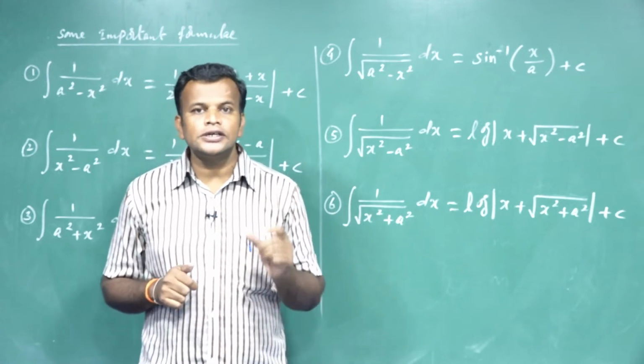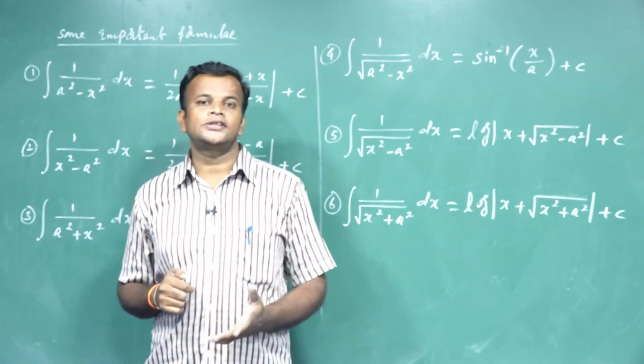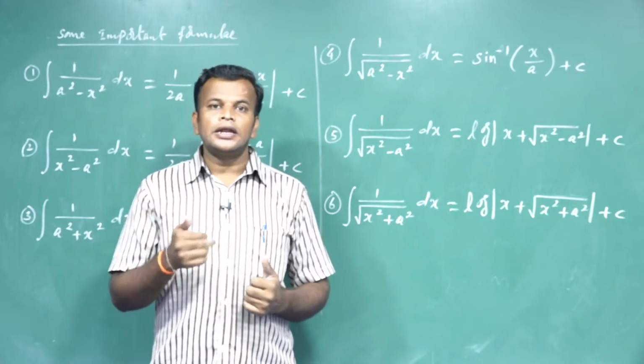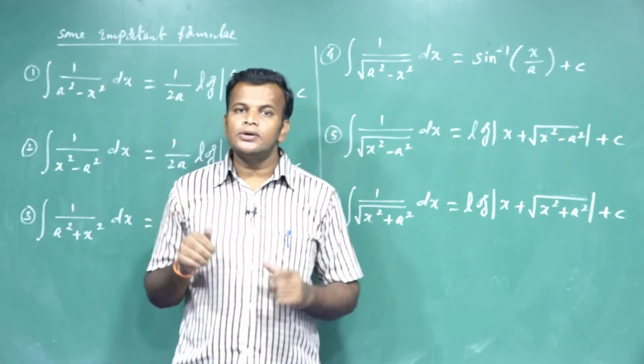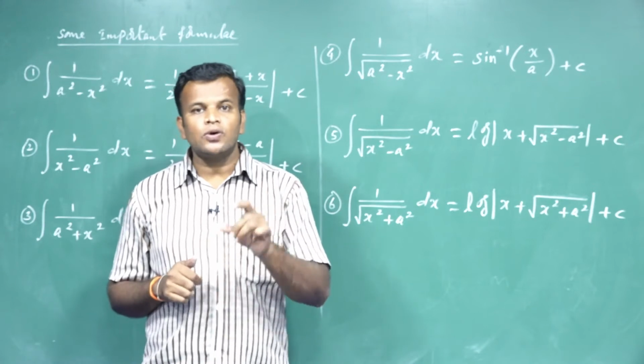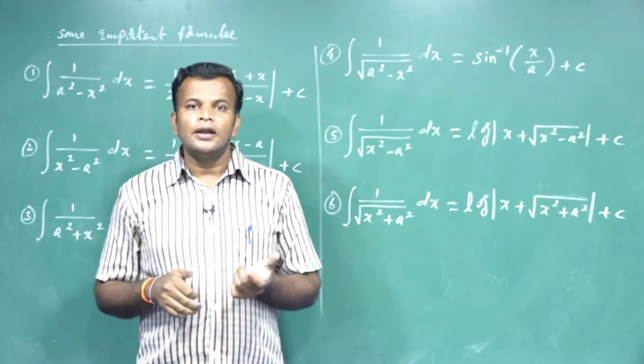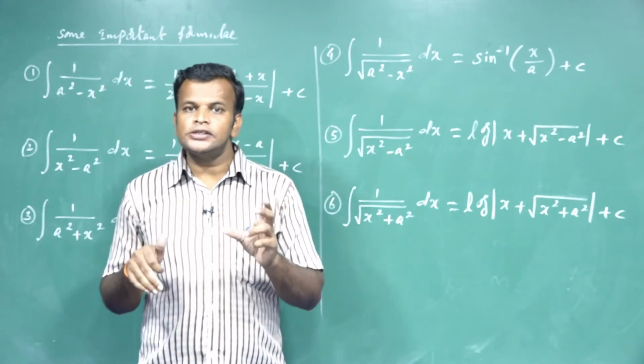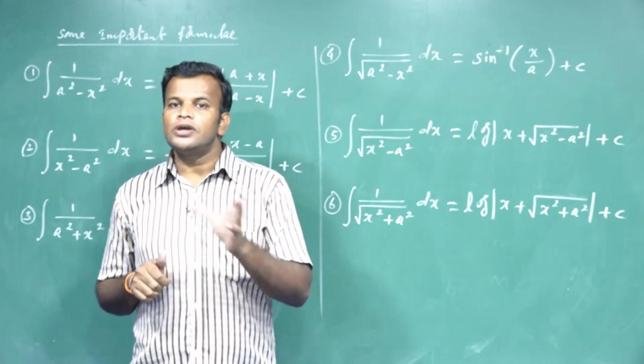The formula is just sine inverse of x by a plus c. Fifth one, integrating 1 divided by square root of x square minus a square, whose formula is log of modulus x plus square root of x square minus a square plus c.